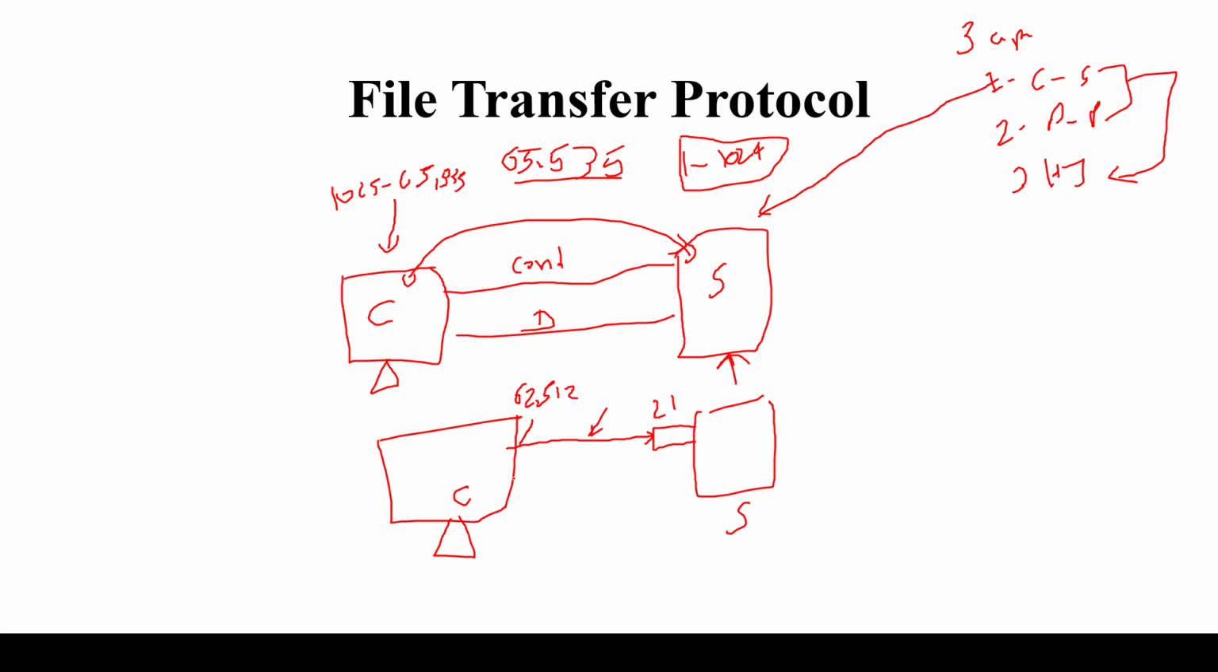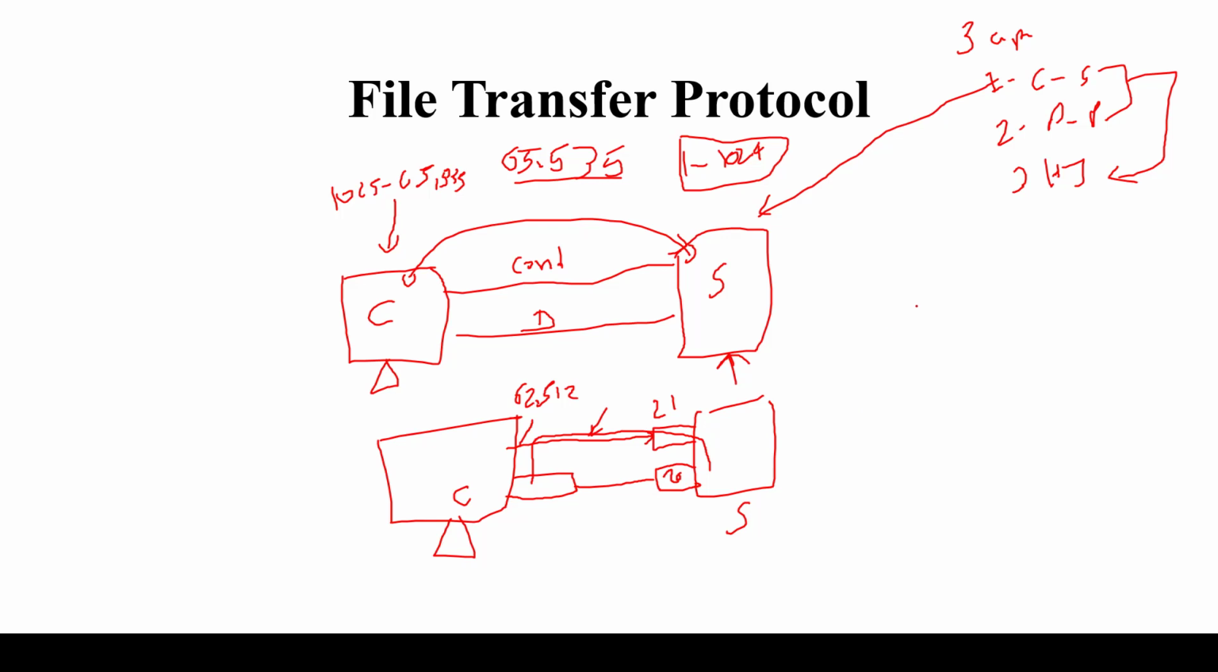Then, in the second type of connectivity, the client passively opens with an ephemeral port, right? And this port address is forwarded through your control connection to the server, and then the server actively opens with port number 20, right? Then the data connection is established, right?